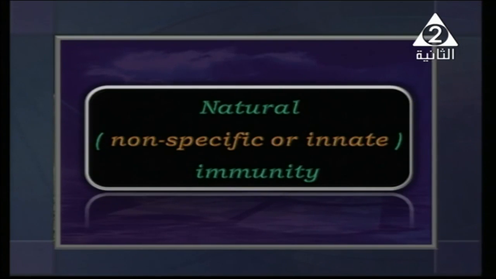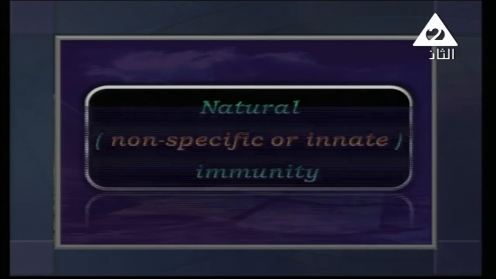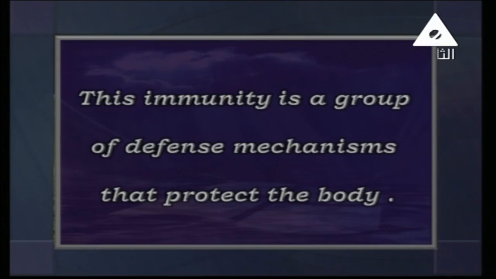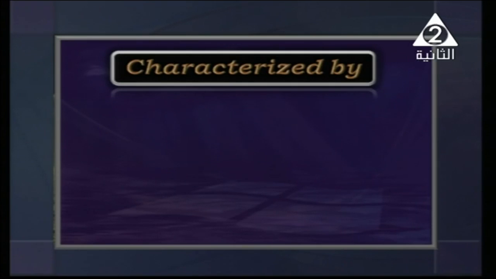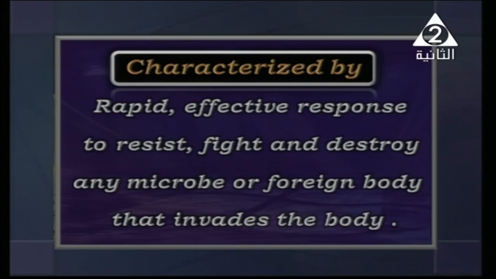Number one, starting with the natural or non-specific or innate immune system. Actually, this system is a group of defense mechanisms that protect the body. Again, we're going to start studying it. We need to know the characterization of this system, its function, whether it's just one part or different parts. This system is characterized by a rapid, effective response to resist, fight, and destroy any microbe or foreign body that invades the body.